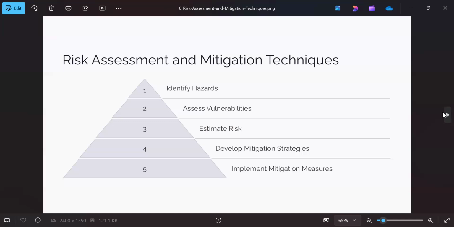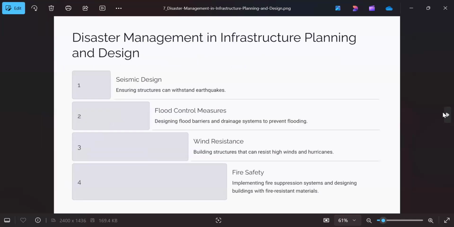So we have to be very prepared, because we cannot just create the infrastructure, develop the infrastructure, and forget. We have to go for a long-term plan, and we have to identify hazards. We have to assess the vulnerabilities, where there can be leaks, there can be attacks, there are chances of dangers. Then we have to estimate the risk. Then we have to develop mitigation strategies and implement those strategies so that there is minimum loss during the disaster.